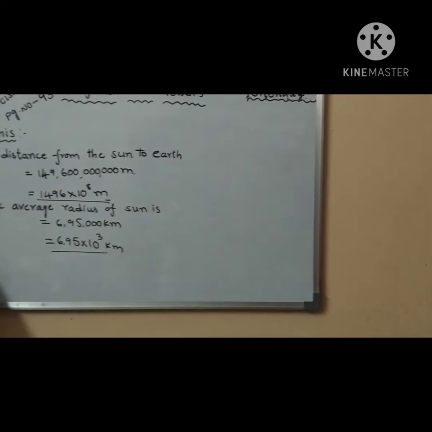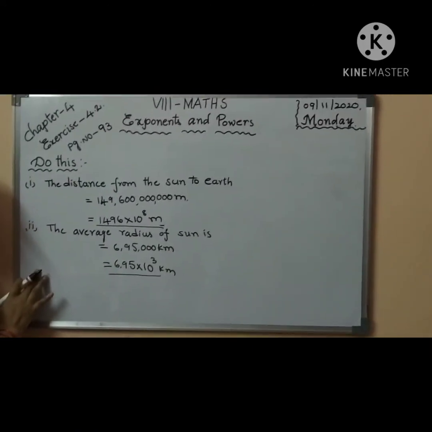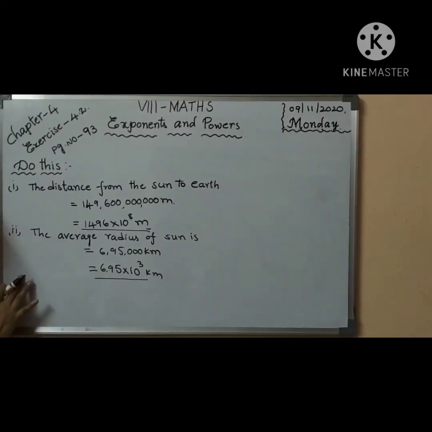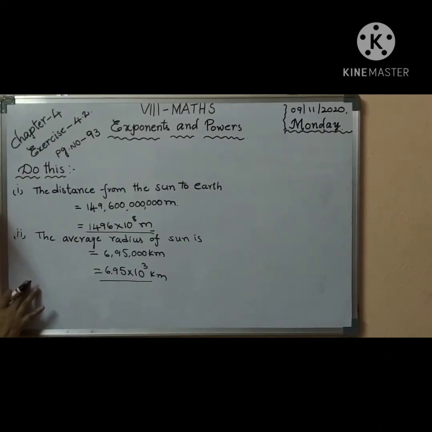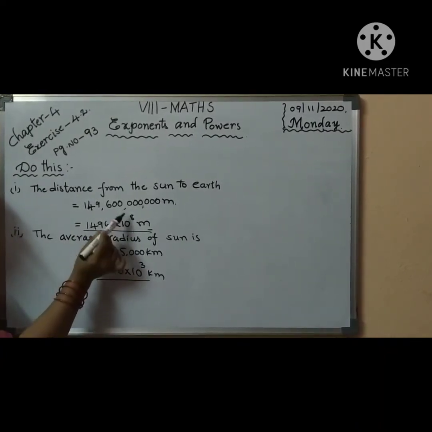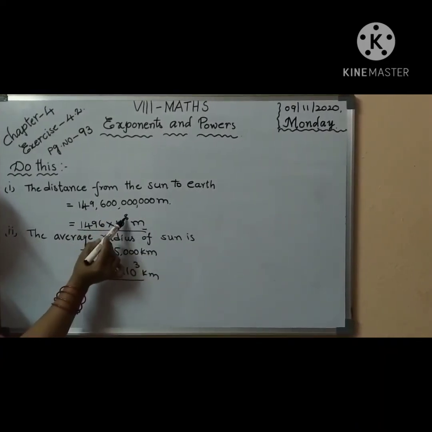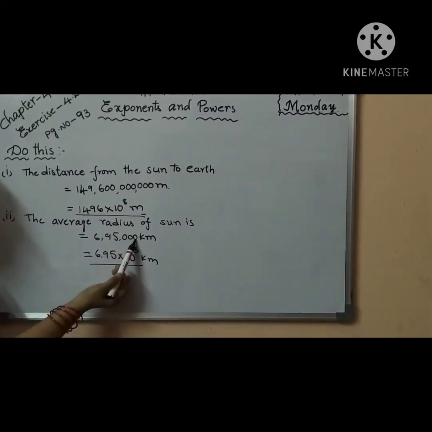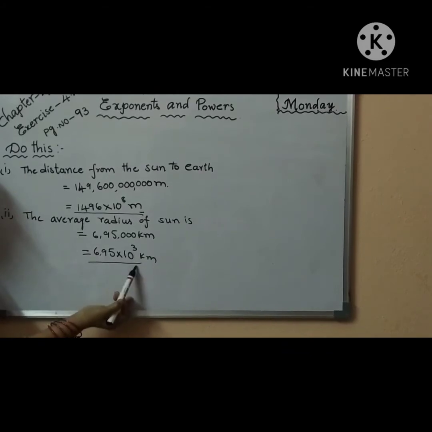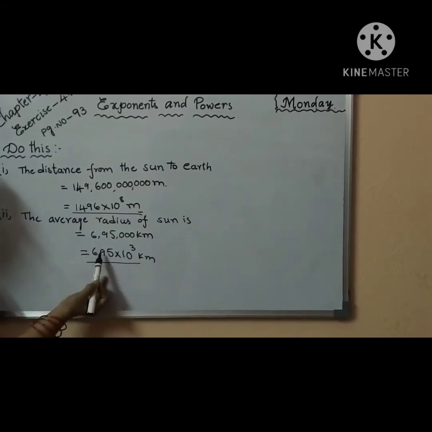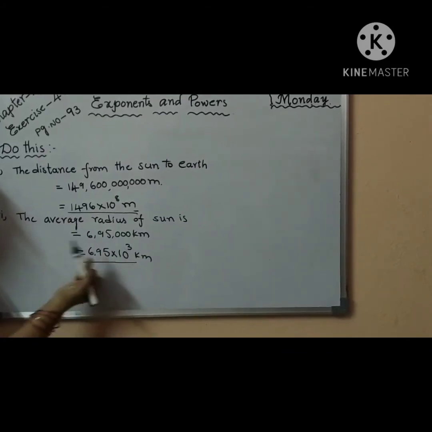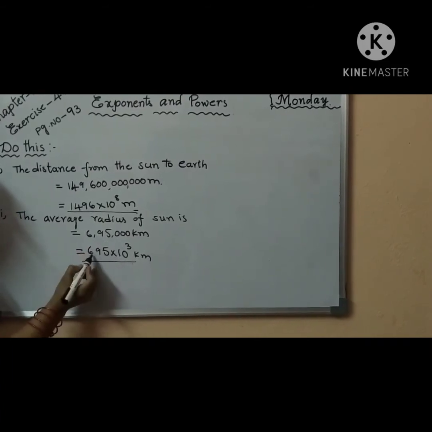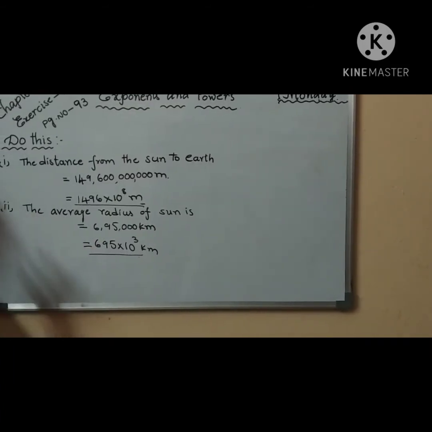In this, do the first Roman. The remaining third problem and fourth problem, do as homework. Okay, children, we should write 10 power, how many zeros are there? We should write here the exponent form 10 power 8. In this case, 3 zeros are there, so we should write 10 power 3. Did you understand? As usual, write 695 into 10 power 3. Okay, children, do this first Roman.